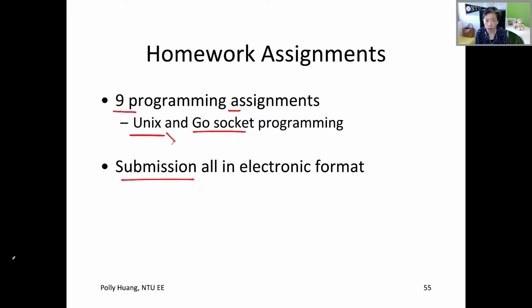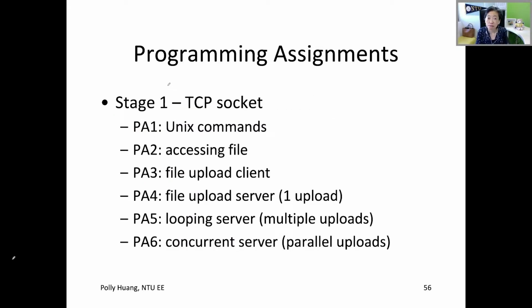Stage 1 of the PAs consists of 6 assignments. And the goal is for you to learn how to create a TCP socket, establish a connection between 2 processes on the internet, and pass some data around. Okay. And we'll be doing this through a toy internet service that is allowing file uploads. So you'll be implementing a client that uploads a file and a server receiving the content of the file and storing the content into another file. File upload, file transfer service.